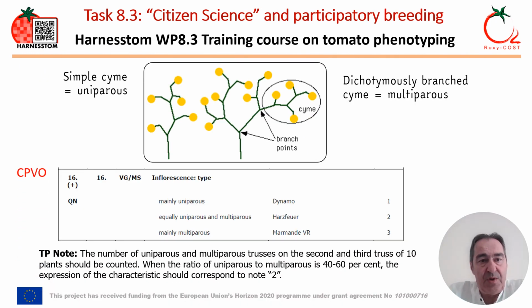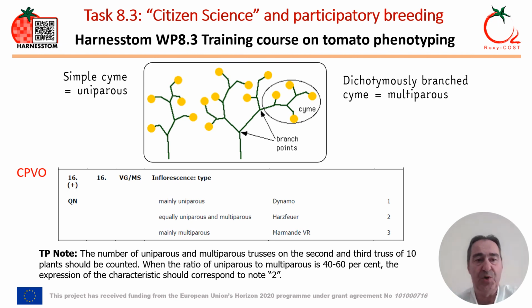Once that flowering has been induced, the structure of the inflorescence is the next reproductive trait that we can focus on. The tomato and its wild relatives usually show an inflorescence in the form of a simple cyme that is referred to as uniparous inflorescence. However, in many cultivar genotypes, the inflorescence may branch one or more times, giving rise to multiparous organs.